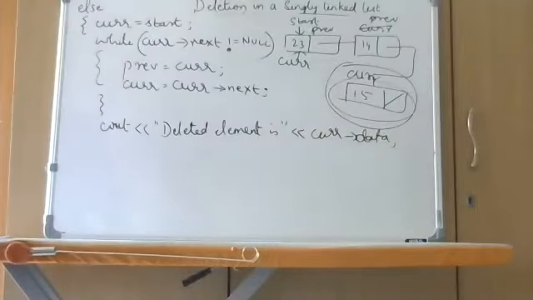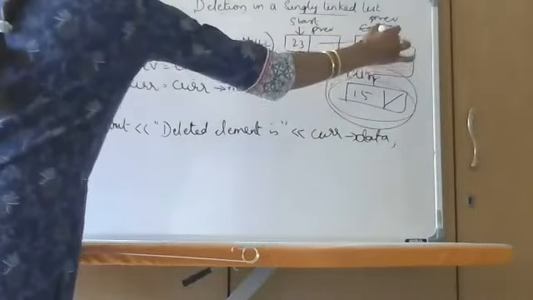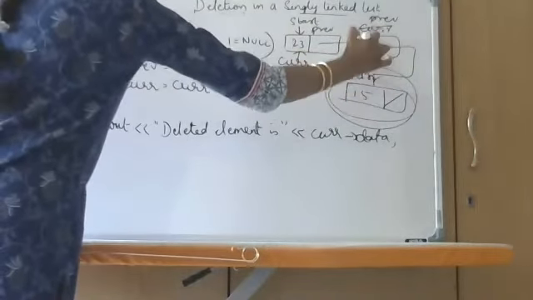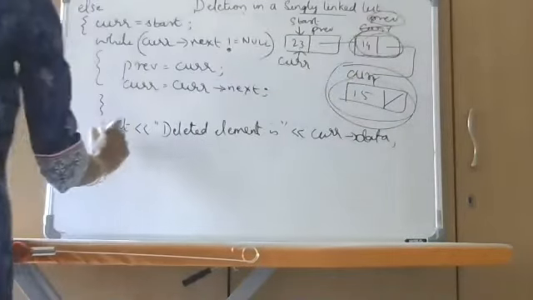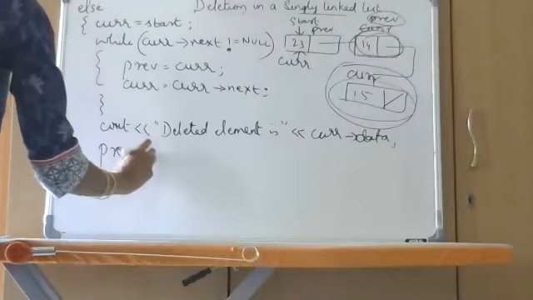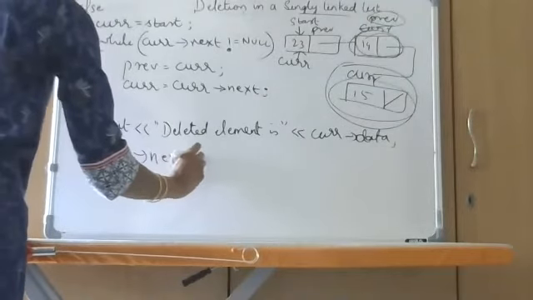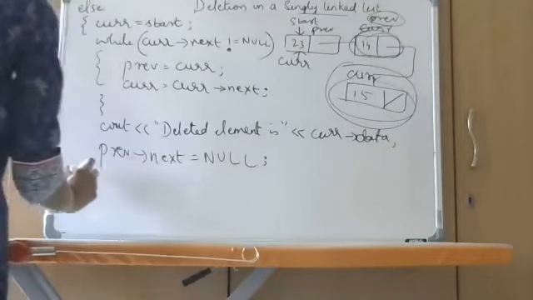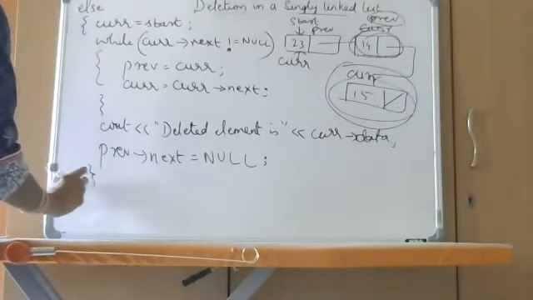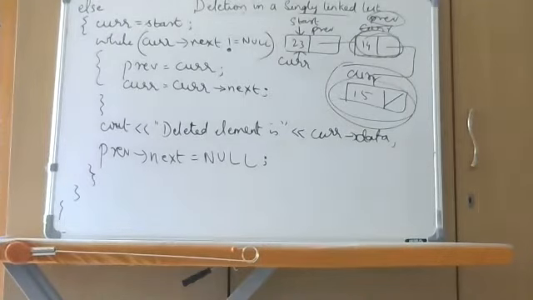Okay. Next, what should I do? This will become null, is it not? Because the last element is deleted. How do I do that? How do I access this node? That is nothing but previous. So I can write previous of next is equal to none. That's how I write it. Previous of next is equal to none. That's how I try to delete at the end.